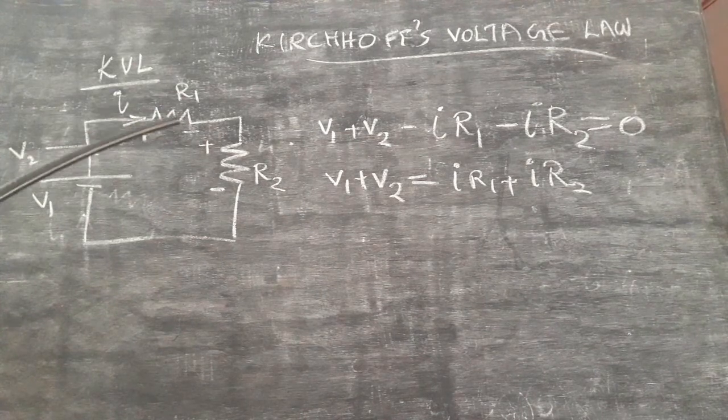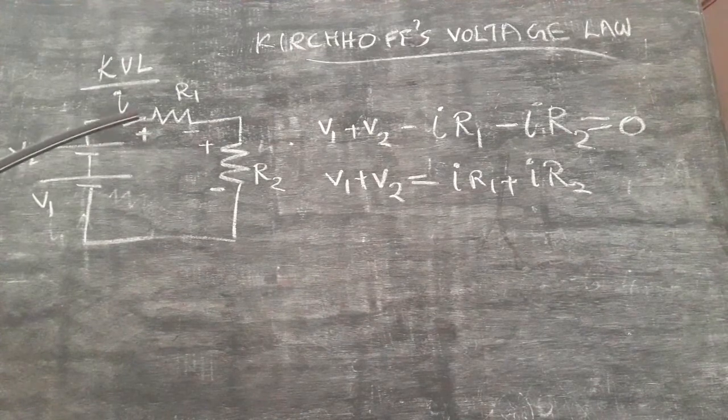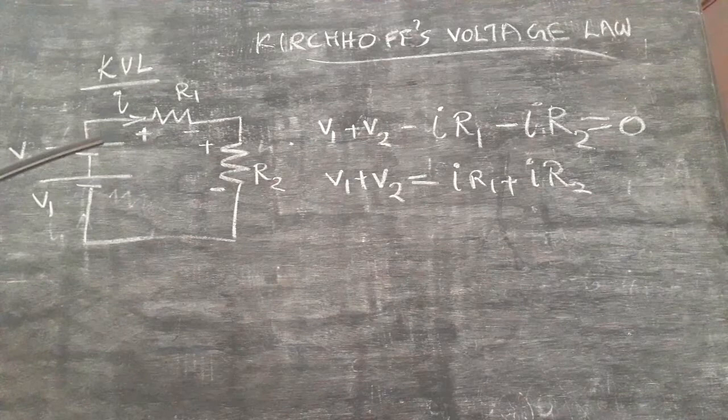There will be a drop in this element. The drop in this element means the current entering point of the resistor is marked as positive and the current leaving point is marked as negative. So when we traverse this circuit, when we come from here to here, there is a drop.